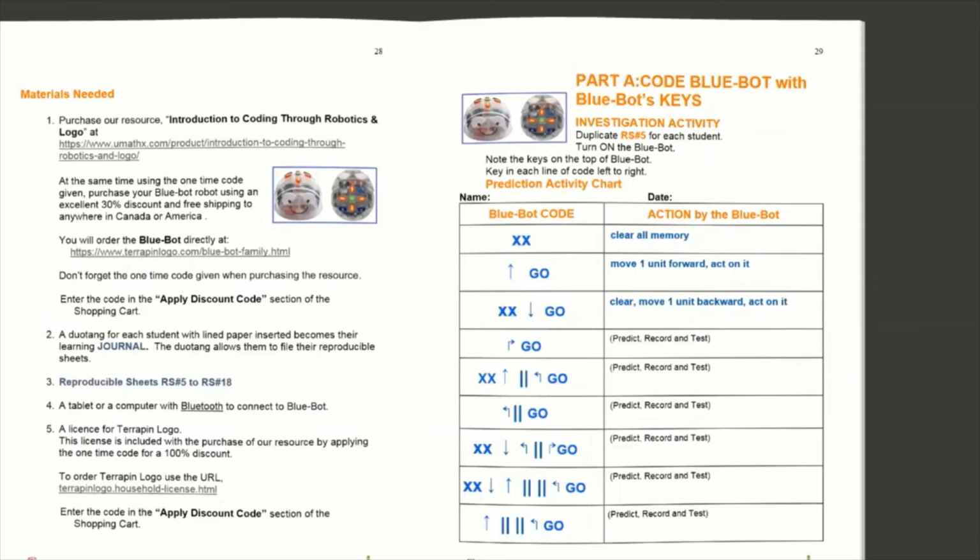The prediction activity chart on page 29 is to be used with an investigation activity. The user would predict, record, and test at each line. For example, in line 3, one should predict: clear, move 1 unit back.